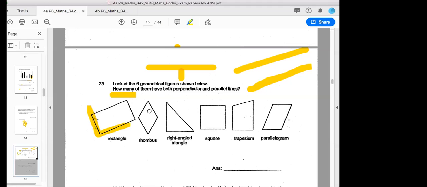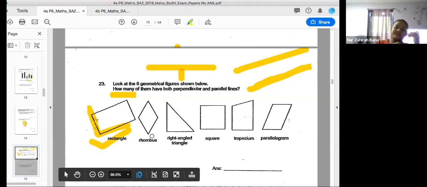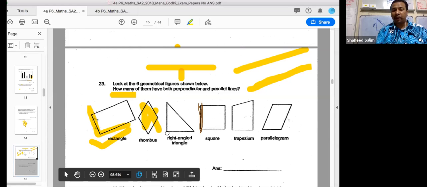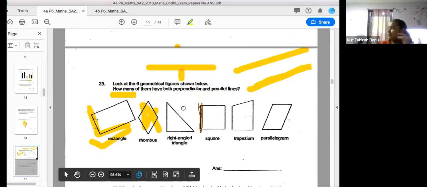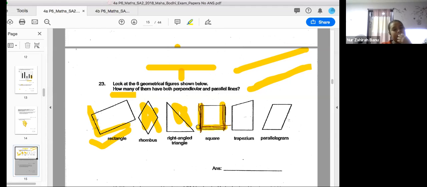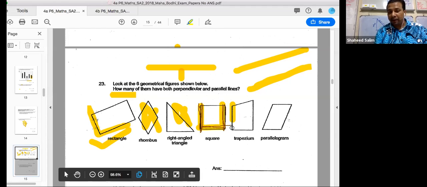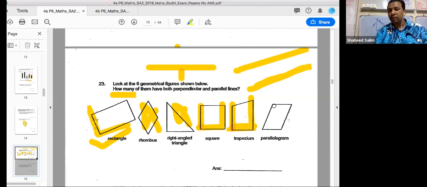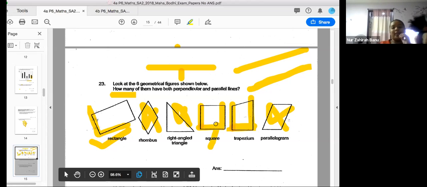Then parallel, yes, it has two. So this one, yes. Rhombus: parallel, yes, but no perpendicular. So out. This one has perpendicular but no parallel. So out. This one is easy, parallel and also perpendicular. Yes. Trapezium: you have parallel and also perpendicular down here. Yes. Correct. This one, there's no perpendicular, only parallel. So cannot, because it's a parallelogram.